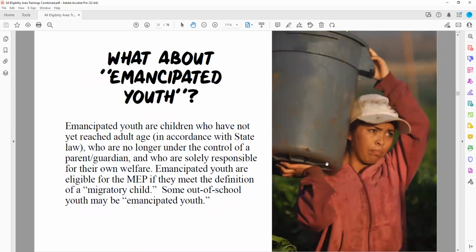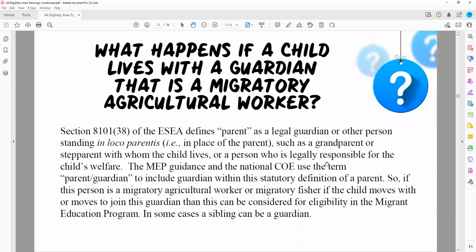What about emancipated youth? We know that emancipated youth are those who have not yet reached adult age, but who no longer are under control of their parents, who are solely responsible for their own welfare. Some of the out-of-school youth definitely would meet that definition. They are also eligible for migrant ed.